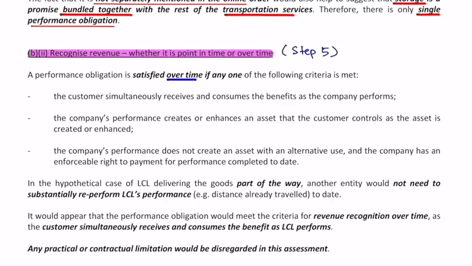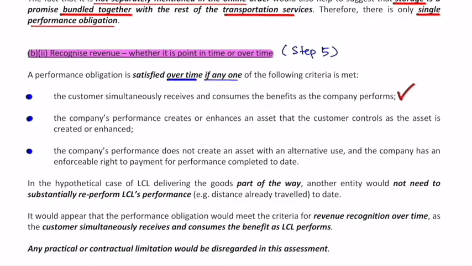Control is transferred over time if any of the following is relevant. The customer simultaneously receives and consumes the benefits as the company performs the service. The company's performance creates or enhances an asset under the control of the customer. The company does not create an asset with an alternative use to the entity, and the entity has an enforceable right to payment for performance completed to date. If any of these apply, then we recognize revenue over time.